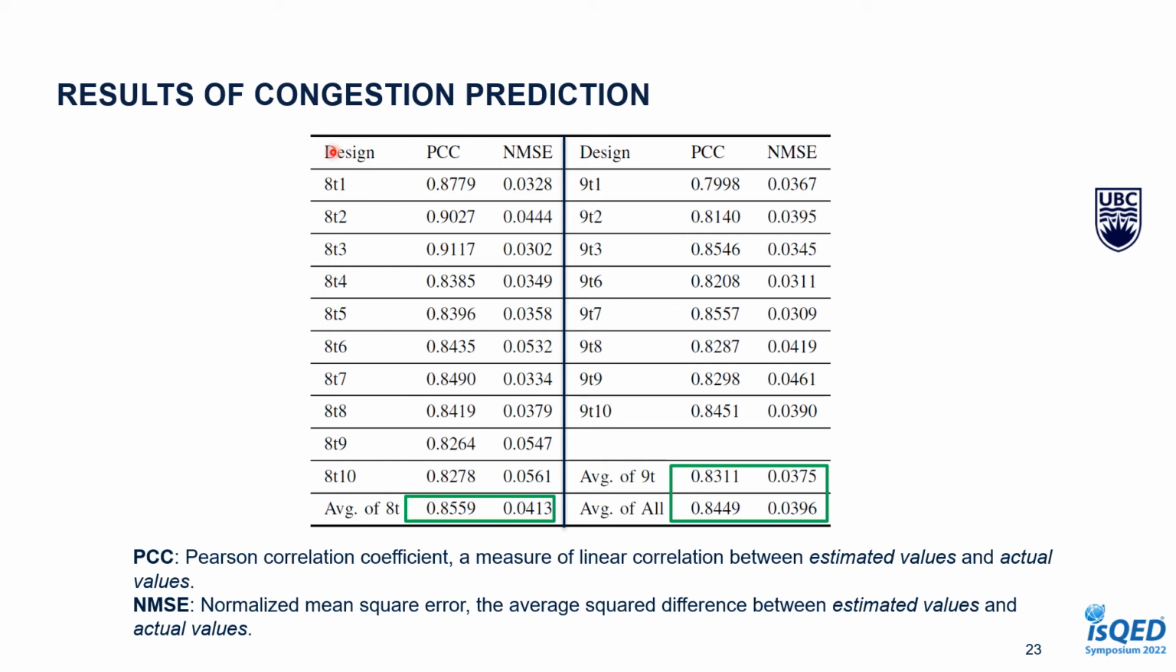As you can see in the table, listed here are the design names. So there are 18 designs in total, and these are the average of the results. And we have a very high PCC and a very low NMSE. A high PCC means the estimated values and actual values are highly related. They have the same pattern. And a low NMSE means the estimated values and the actual values are close to each other. So in other words, our prediction is very accurate.